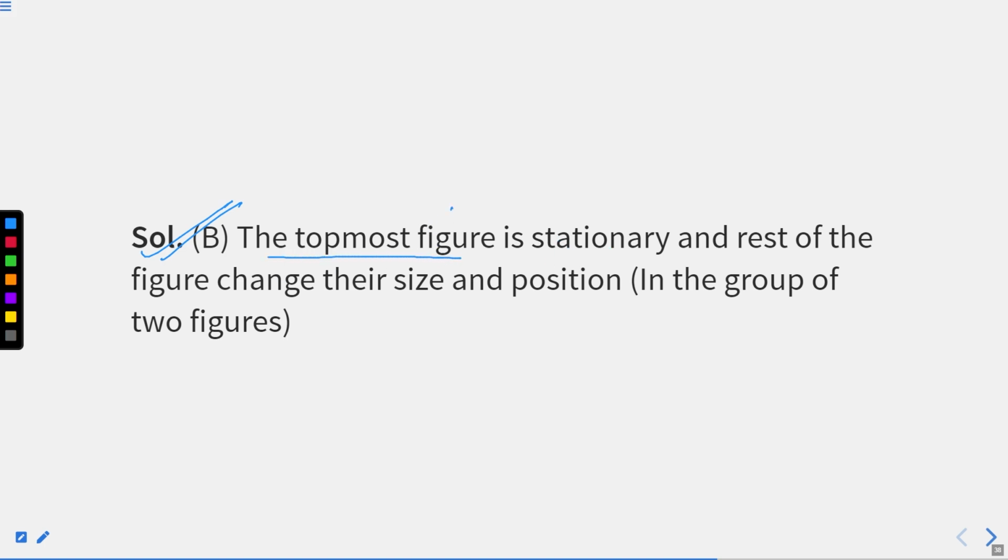Topmost figure is our figure number 1, which is stationary, right? And the rest of the figures change their position in the group together. Like if 1, 2 and 3 are here, then 1 will remain the same and 3 and 2 will replace their positions. This is the concept that we are following in this question. I hope this question is also clear to you, right?